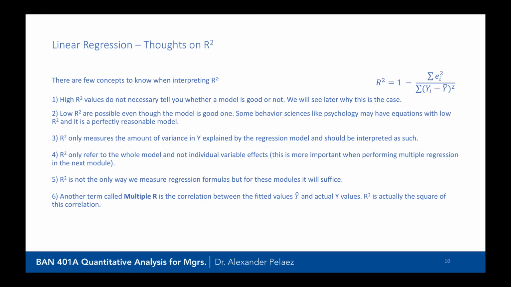be interpreted as such. So when we talk about r squared, we should say that 82% of the variance in y is explained by the regression model, or 65% of the variance in y is explained by the regression model. R squared only refers to the whole model and not individual variable effects. And this is more important when we have multiple regression, which we'll see in the next module. Also, r squared is not the only way we measure regression formulas, but for now, and for these modules, it will suffice. There's another term called multiple r, which is the correlation between the fitted values and the actual y values. R squared is actually the square of this correlation.